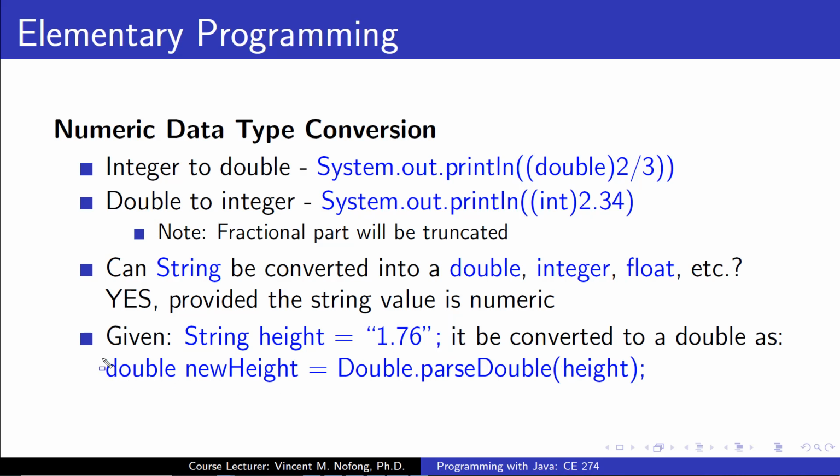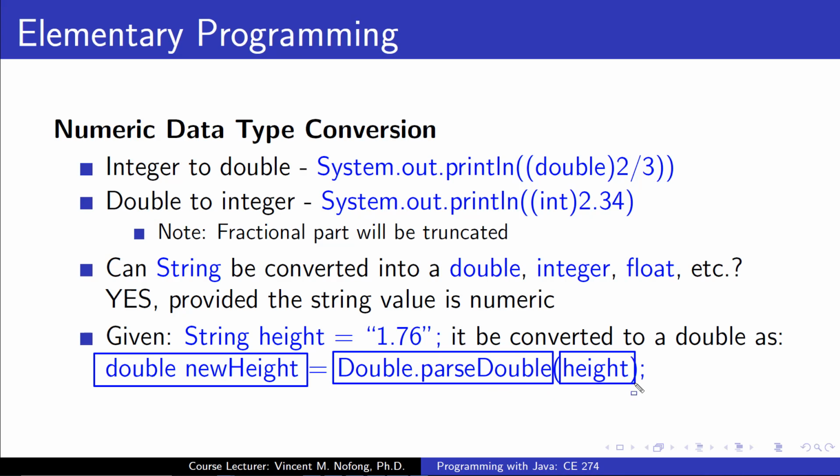To do that, we will simply declare a new double variable and we will convert or cast the string variable into a double by simply using Double.parseDouble and the name of the string variable, which has the string value but can be converted into a floating point value.